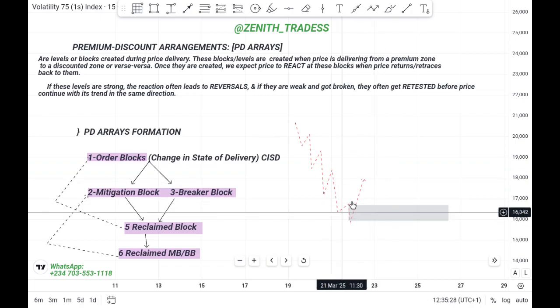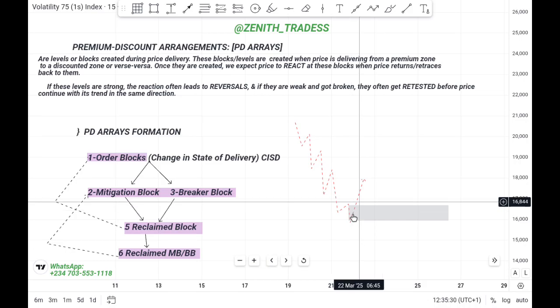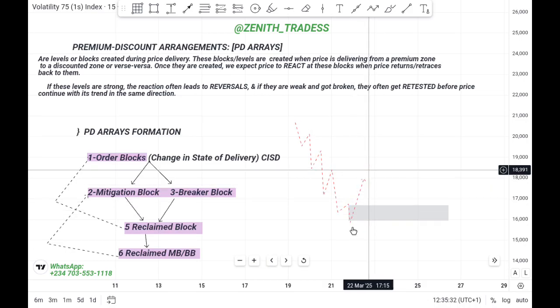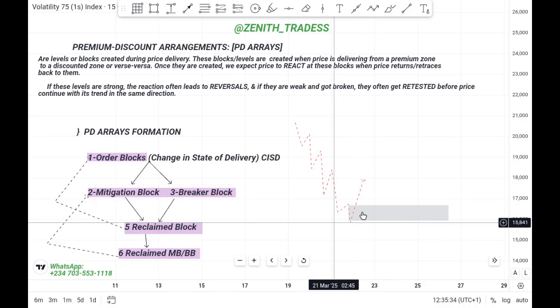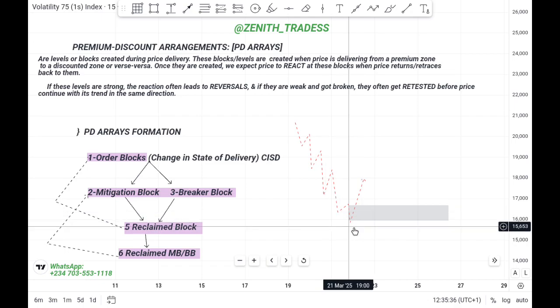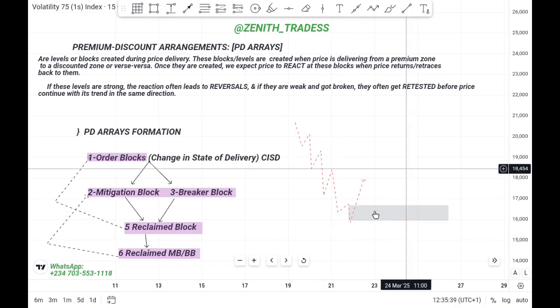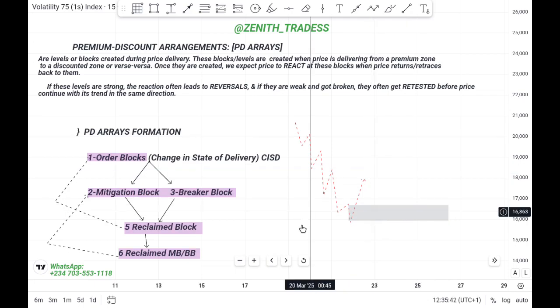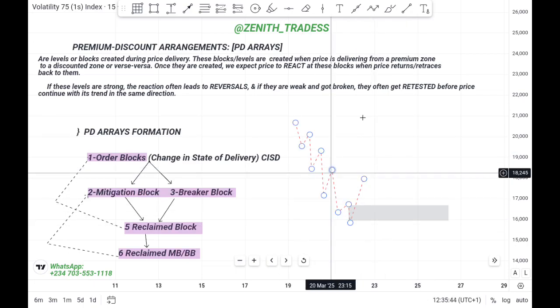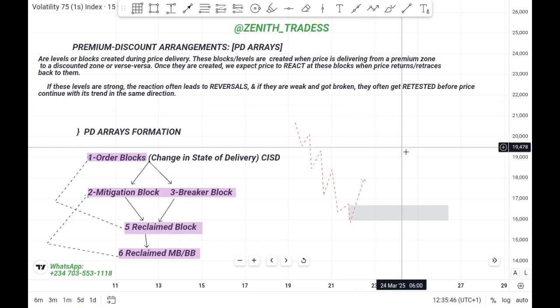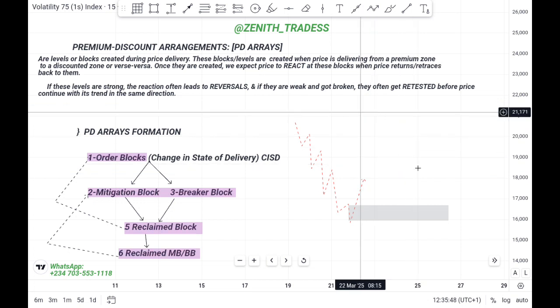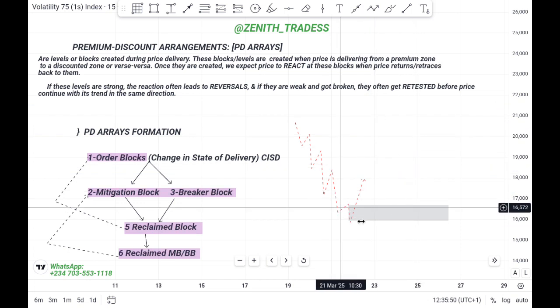So you mark out the last candle just before the bullish move, and in this way this is a bullish order block, right? This is a bullish order block. If it is a bearish order block, if the previous order flow was bullish, then suddenly changes to bearish, then it is a bearish order block. But for this case, this is a bullish order block.